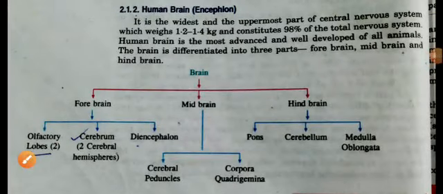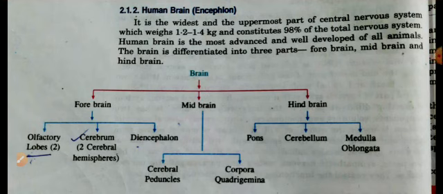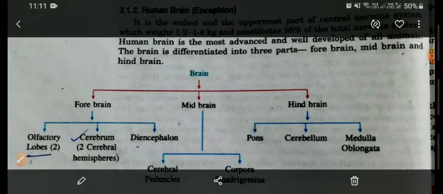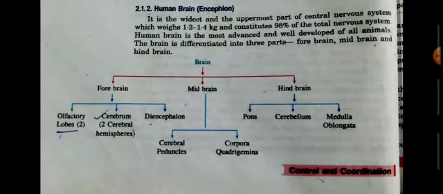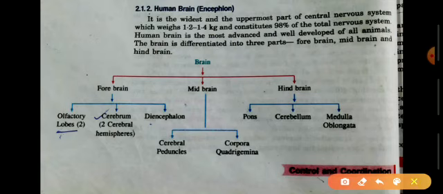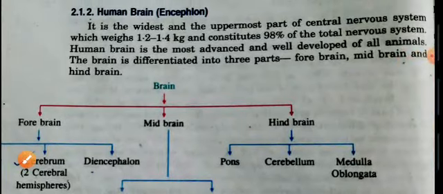Yes, class 10th students. The next topic from the chapter Control and Coordination is the human brain. That is the major part of the central nervous system. The human brain is the widest and uppermost part of the nervous system. It is located in the skull, which is called the cranium.